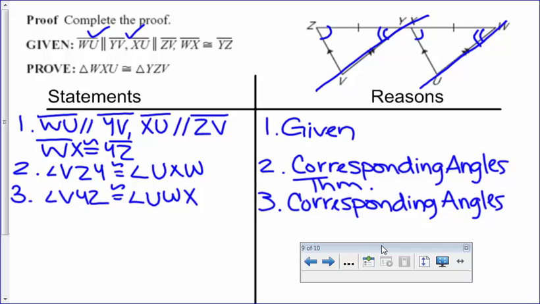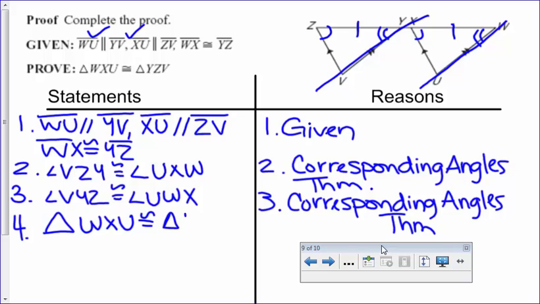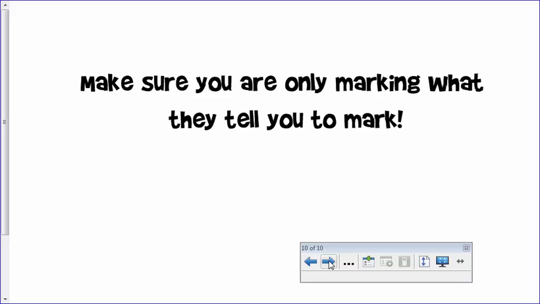All right, so we have that all marked with our angles, and then just in the given, it tells us that WX is congruent to YZ, so there's no extra step that we have to write there. So now we do have enough information to say that triangle WXU is congruent to triangle YZB, and that reason, if we look at our markings, is angle, side, angle. We are done with proofs. So make sure you're only marking what they tell you to mark and you're writing those steps down correctly and giving the right reasons.